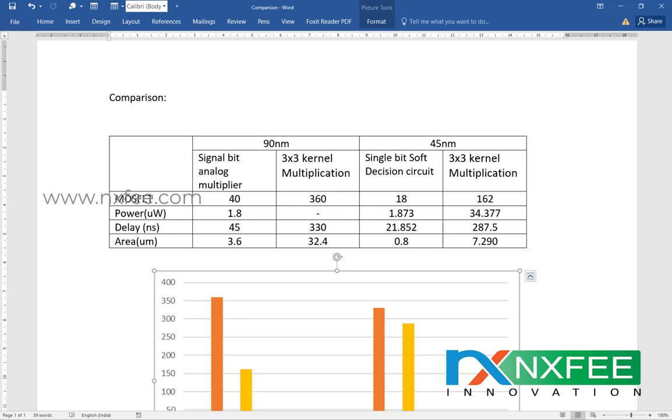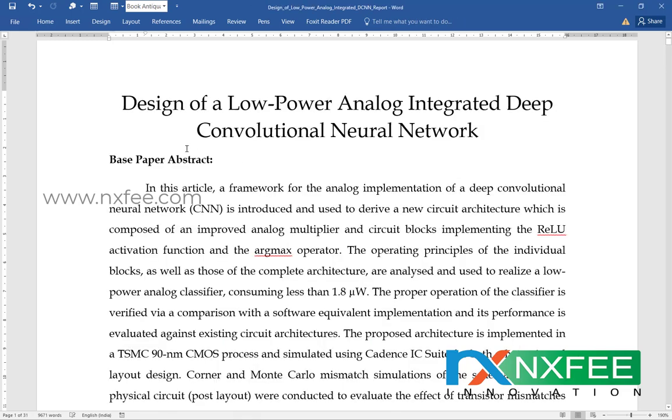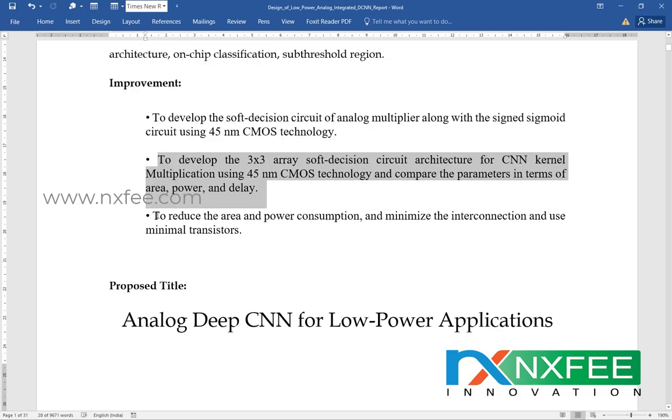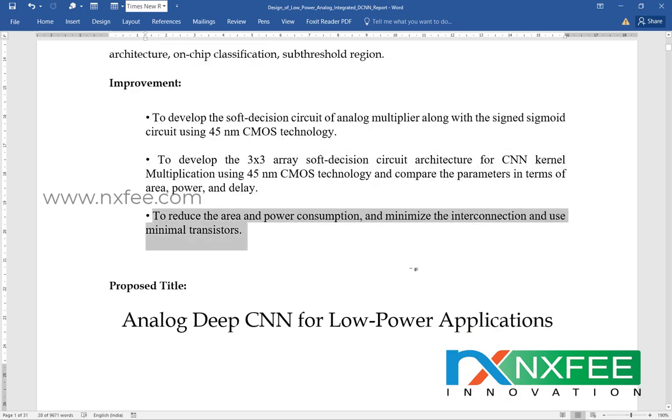Finally, we wrote an abstract document for this project: title, base paper abstract, improvement of the project. The improvement is to develop the soft decision circuit of an analog multiplier along with a sine sigmoid using 45 nanometer CMOS technology, and to develop the 3 cross 3 soft decision circuit architecture for CNN kernel multiplication in 45 nanometer CMOS technology, and compare the parameters in terms of area, delay and power. This is also to reduce the minimization of interconnections.